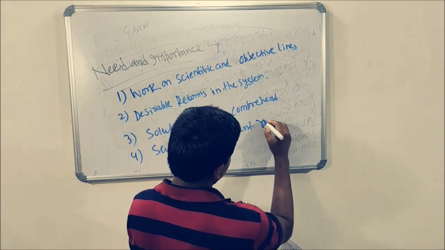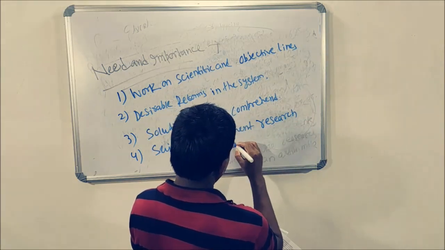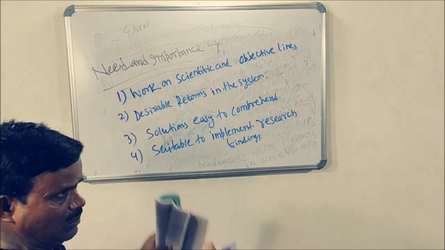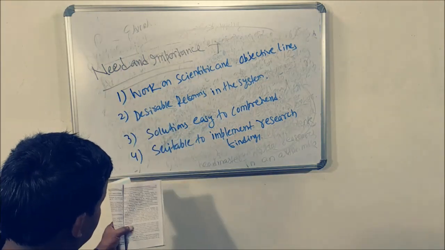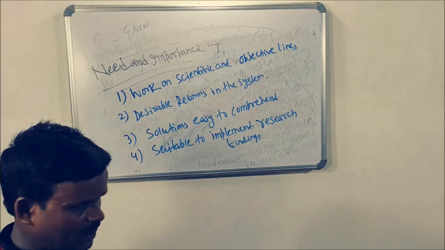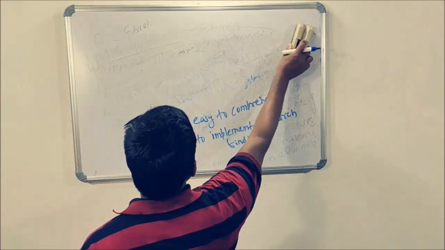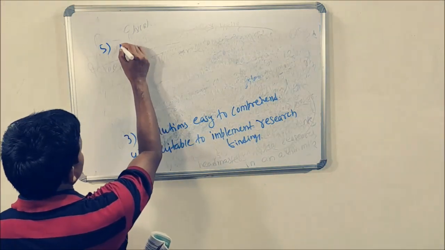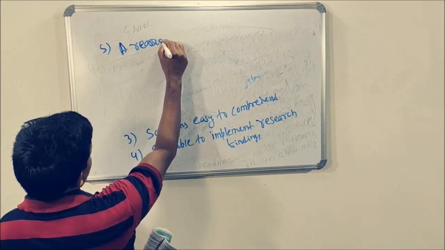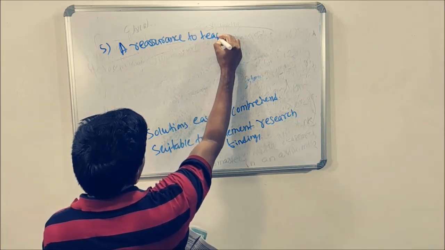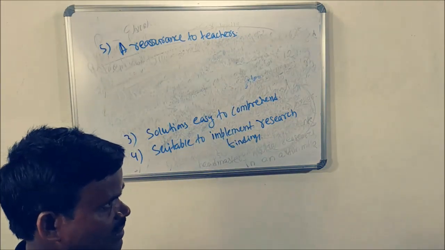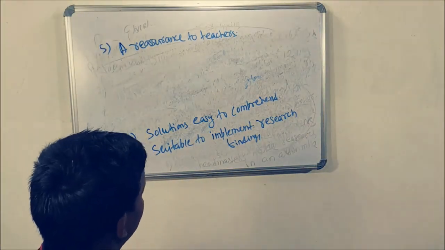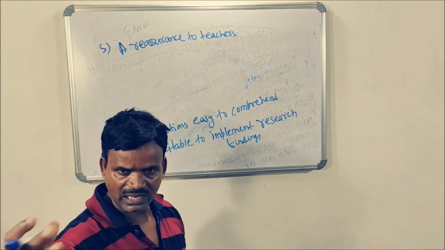Point 4. Suitable to implement research findings. The findings that come out of action research are suitable to implement in various fields. Point 5. A reassurance to teachers. That means the findings of research are suitable for various graded teachers, various types of teachers, to solve their day-to-day problems which arise in their day-to-day classroom settings.